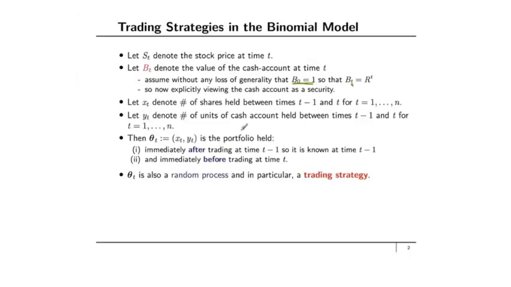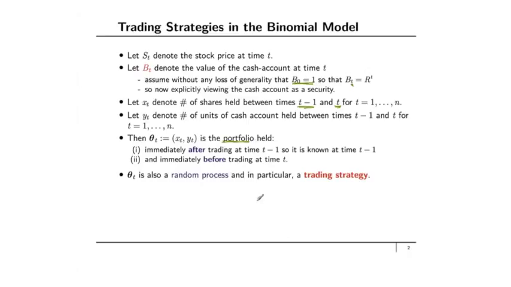We're going to let x_t denote the number of shares held between times t minus 1 and t for each t equals 1 up to M. We're also going to let y_t denote the number of units of the cash account that we hold between times t minus 1 and t for t equals 1 up to M. And then we're going to define theta_t to be (x_t, y_t), and this is the portfolio that is held at time t. So it is the portfolio that's going to be held immediately after trading at time t minus 1 and immediately before trading at time t. So theta_t is the portfolio that's held between times t minus 1 and t.